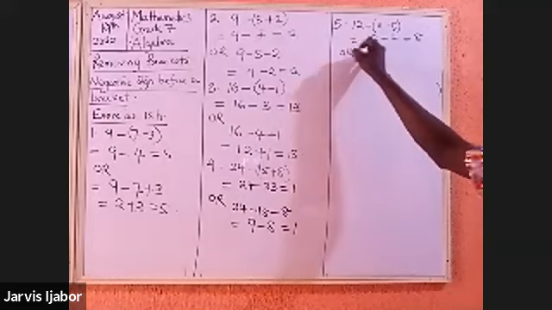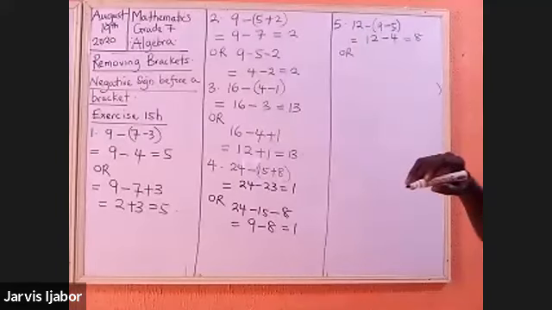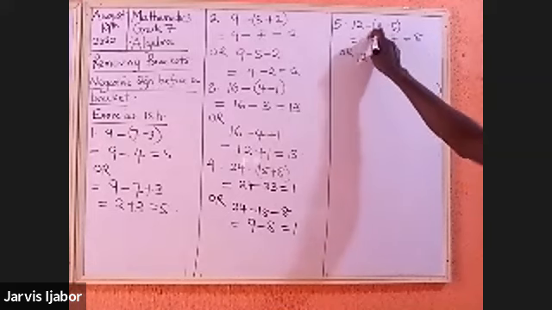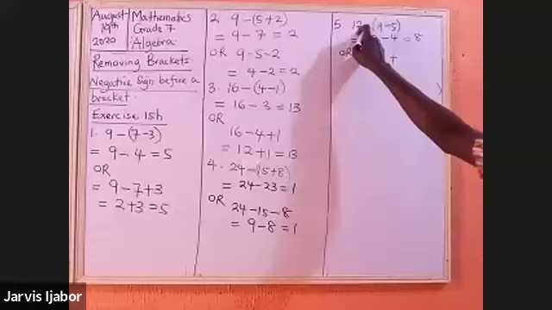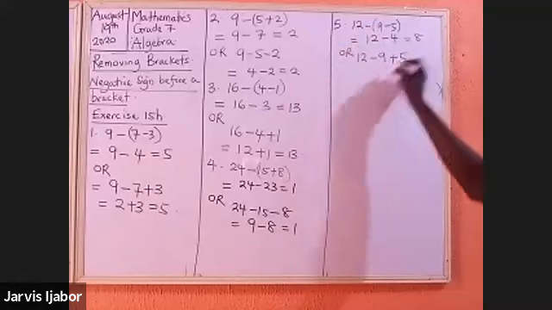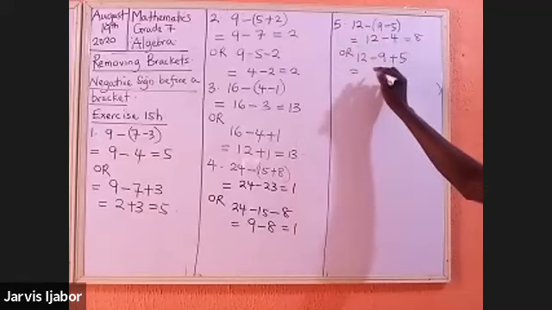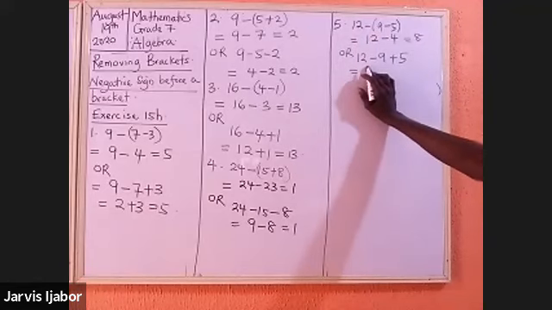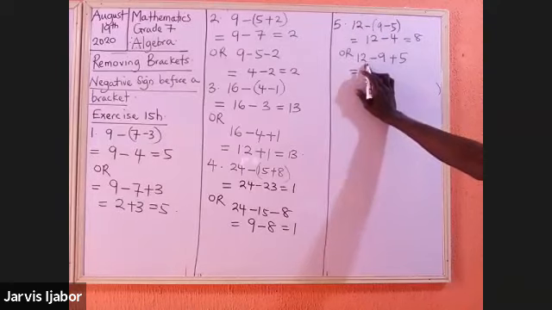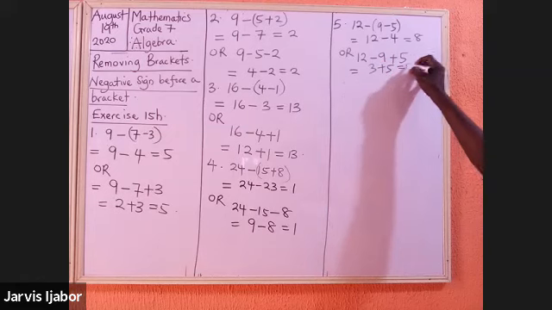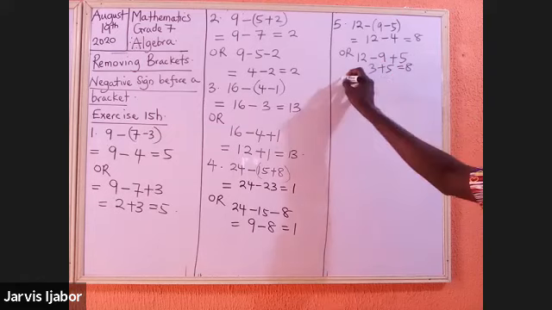Or you can go in this direction, 12 minus 9 plus. This will change to negative because there's a negative before the bracket. This will become negative and this will become what? Positive. And that will give you what? 12 minus 9 will give me 3 plus 5, and that will be what? 8. Question 6.